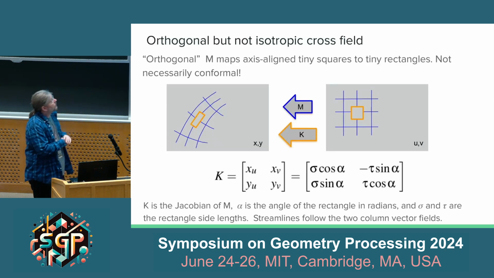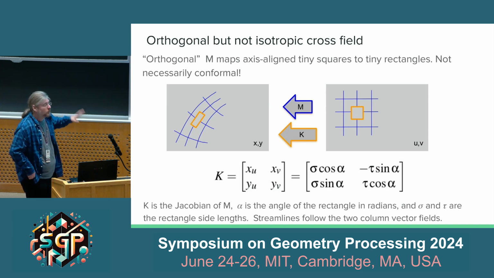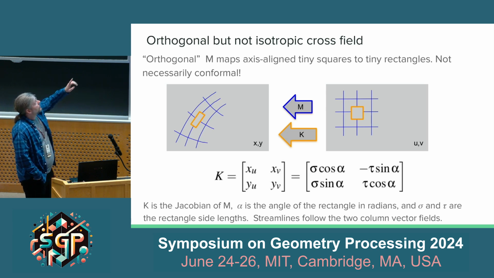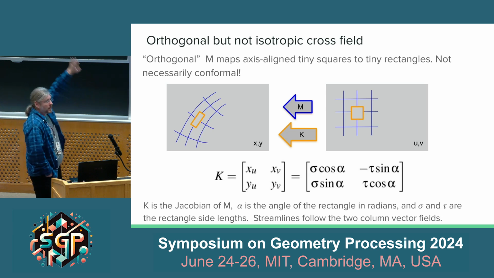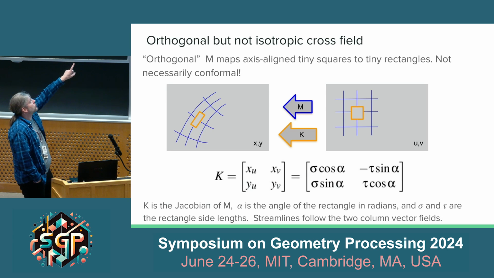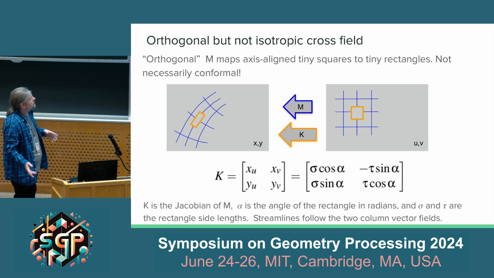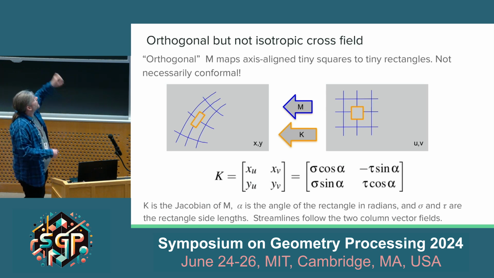So we're going to look at an arbitrary map M that we know is orthogonal, but we don't know if it's isotropic or not, so we're assuming anisotropy. So we have our UV metric space that we're mapping to XY. In particular, we don't know if M is conformal or not, but we actually want to look at the Jacobian K, which is a linear approximation of the tangent plane, and we want to look at how that behaves.